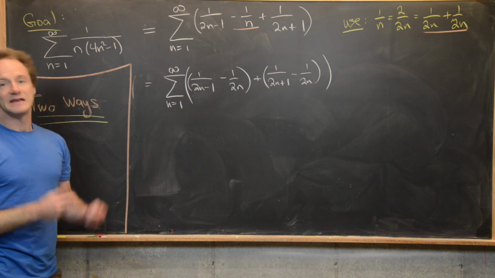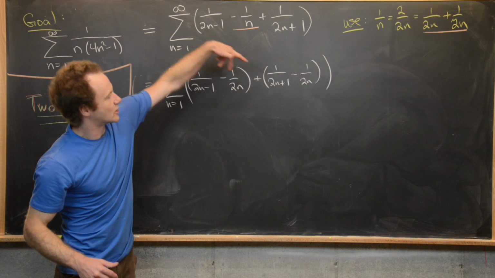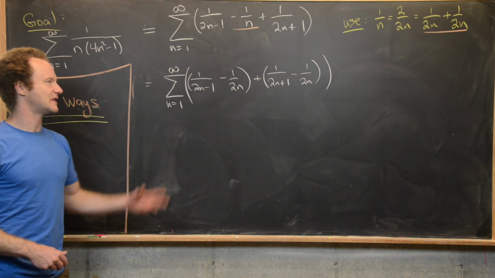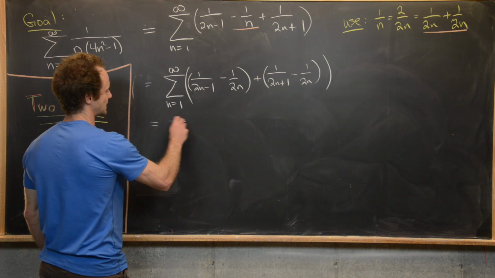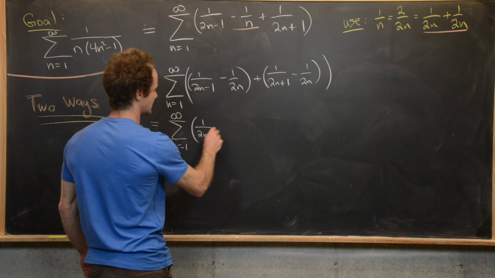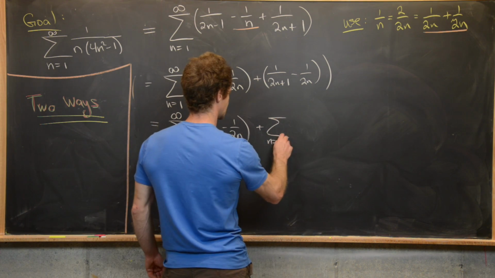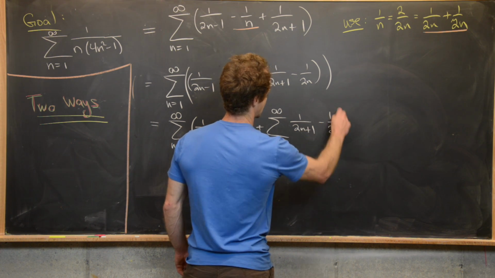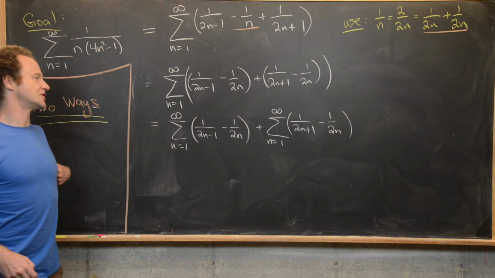Great. Now, the next thing that you can do is check that each of these series will converge on their own. We'll actually see that by the way we calculate this, but that means you can split this up into two sums. So that's exactly what we're going to do. Let's split this up into the sum as n goes from 1 to infinity of 1 over 2n minus 1 minus 1 over 2n, plus the sum as n goes from 1 to infinity of 1 over 2n plus 1 minus 1 over 2n.